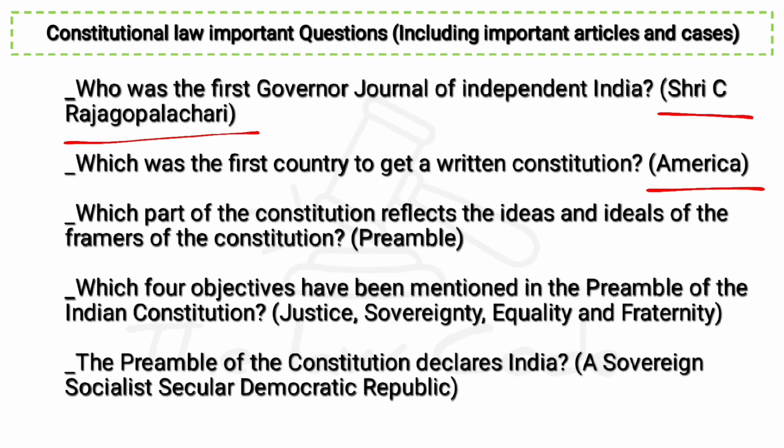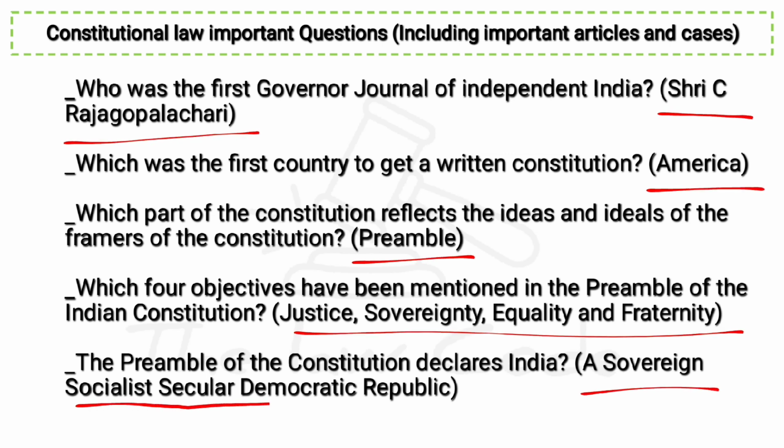Which was the first country to get a written constitution? That is America. Which part of the Constitution reflects the ideas and ideals of the framers of the Constitution? That is Preamble. Which four objectives have been mentioned in the Preamble of the Indian Constitution? That is justice, liberty, equality, and fraternity. The Preamble of the Constitution declares India a sovereign, socialist, secular, democratic, and republic.